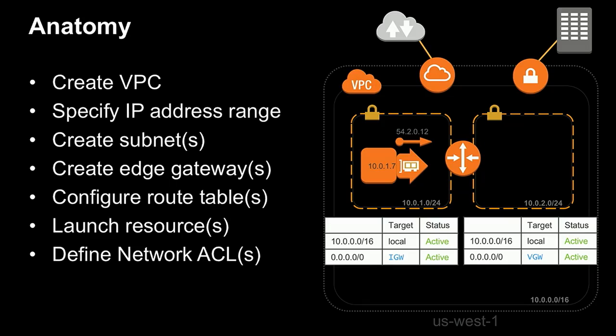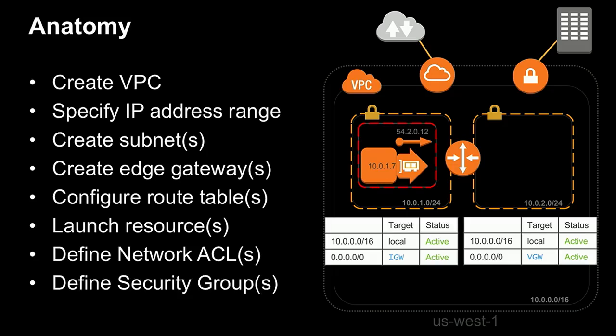Now, in terms of controlling traffic flow, we have network access control lists. These are placed around subnets. The network access control list provides you a stateless mechanism to impose traffic flow constraints. And we also have this notion of security groups. Security groups are stateful firewalls that wrap an instance, but more specifically, they wrap the network interface on the instance.